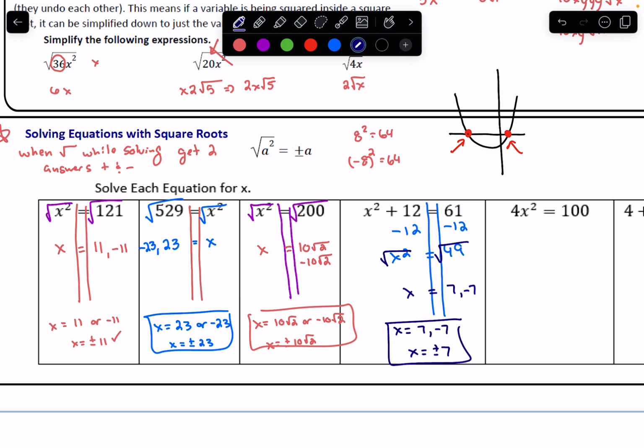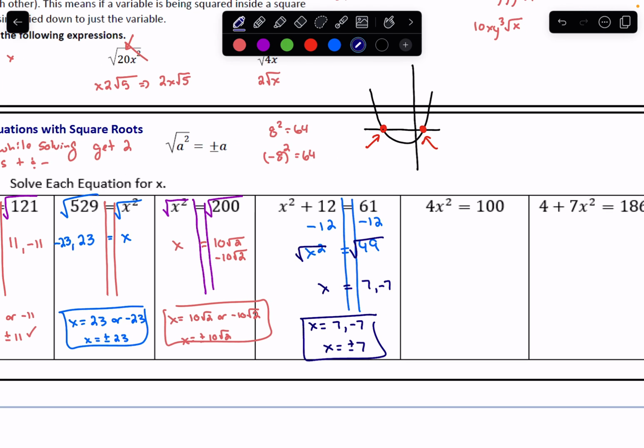Means the same thing. Okay, 4x squared equals 100. I want to do railroad tracks, but I need to get x squared alone, and I've got to get rid of the 4 first. So I'm going to divide by 4, and I get x squared equals 100 divided by 4 is 25. So now I want to square root this side, square root this side, and I end up with x equals, the square root of 25 is 5 and negative 5. So my answer is x equals 5 comma negative 5, or x equals plus minus 5.